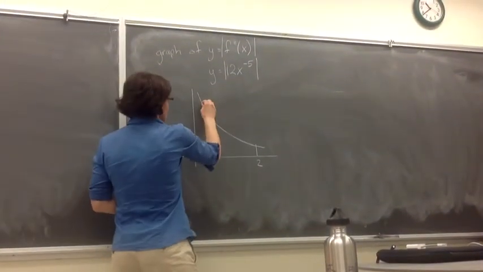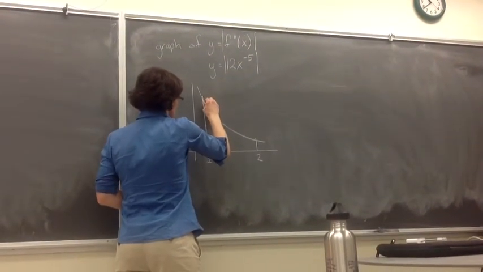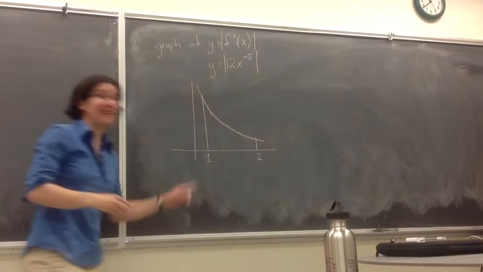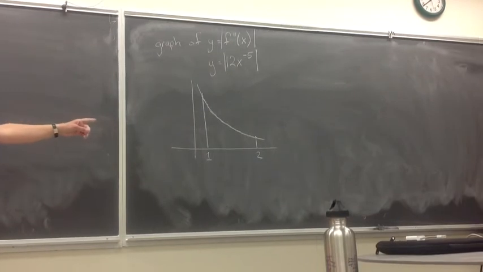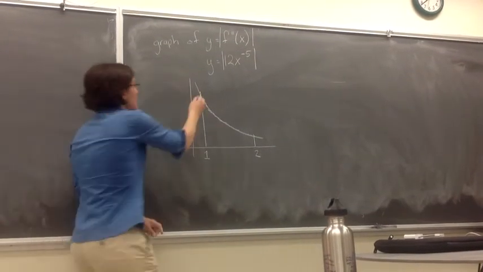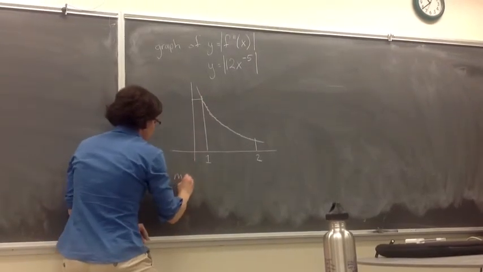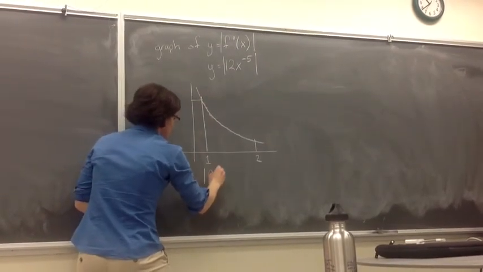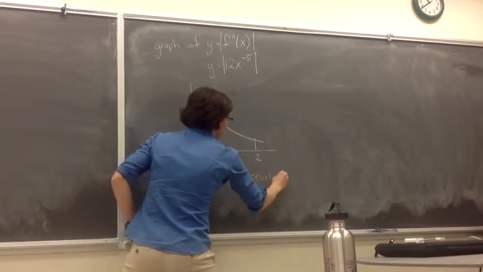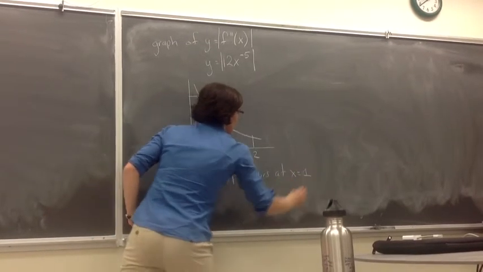And so on this interval from 1 to 2, as I'm looking at this function, I can see from the picture that the highest point here occurs at x equals 1. And so my maximum of the absolute value of f double prime of x occurs at x equals 1.